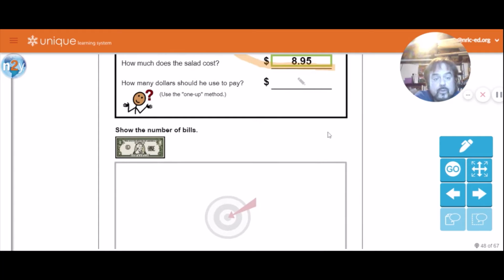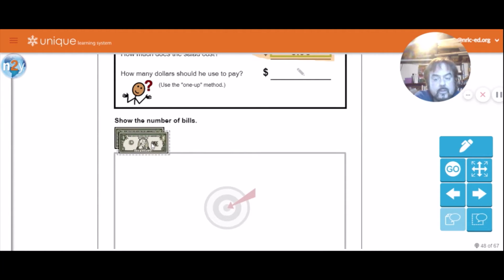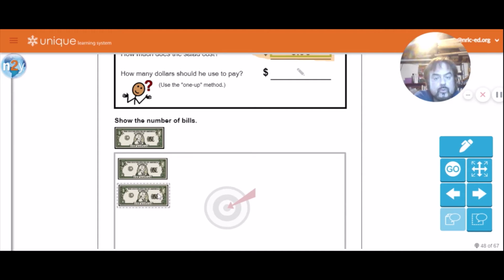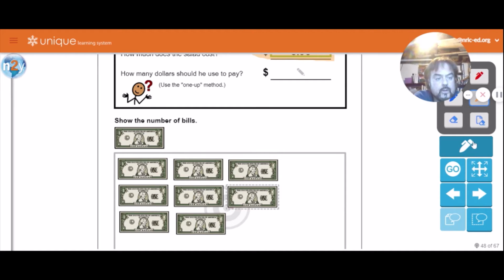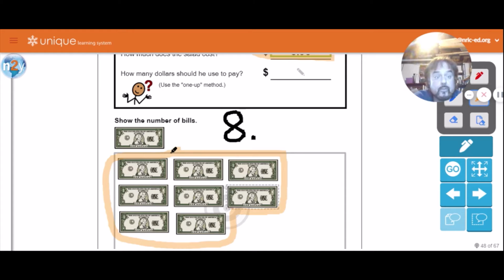Well, I will show you first. I'm going to use 1, 2, 3, 4, 5, 6, 7, 8. Now that's going to cover, hold on a second, that's going to cover the $8 on the left side of the decimal point. So you have your $8 right here. Buck is another name for dollar.